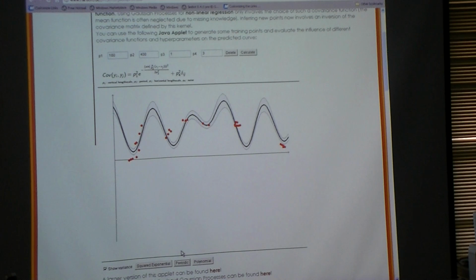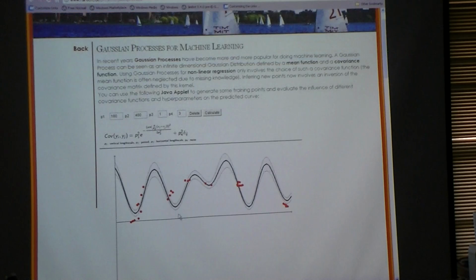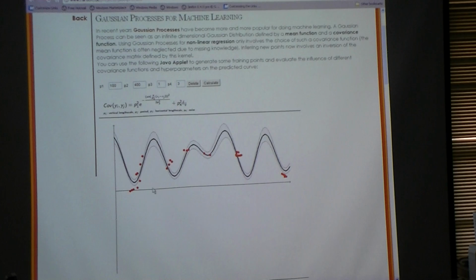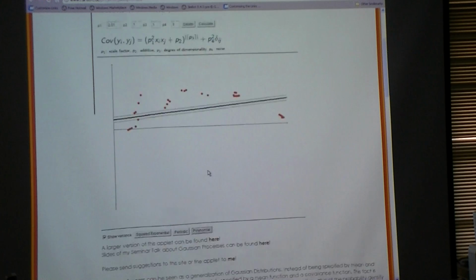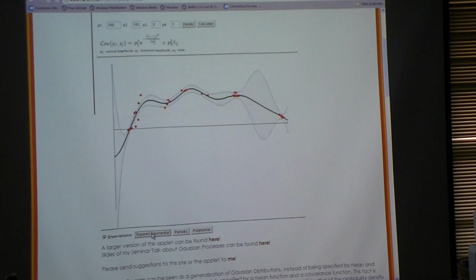If you have some prior knowledge about your data, you know it's generated by sine or cosine. You know it's going to be periodic, so you choose a periodic kernel. I think this is the definition of the kernel. You see here the sine. So you scale it and do something, and you get this result. And there are other kernels, like polynomial.